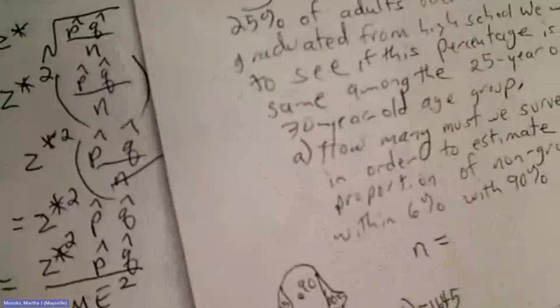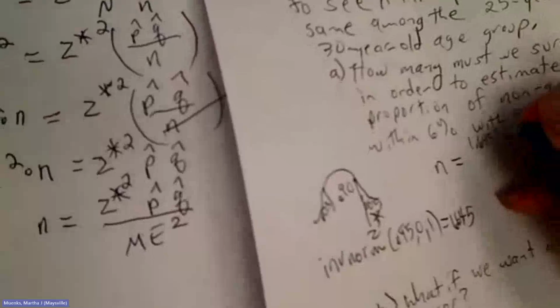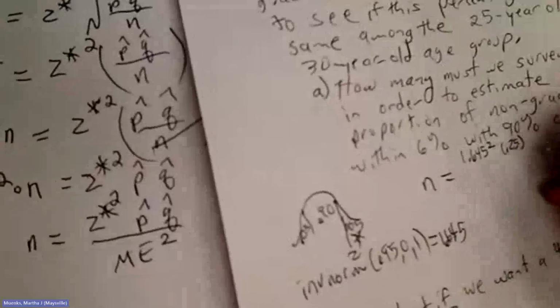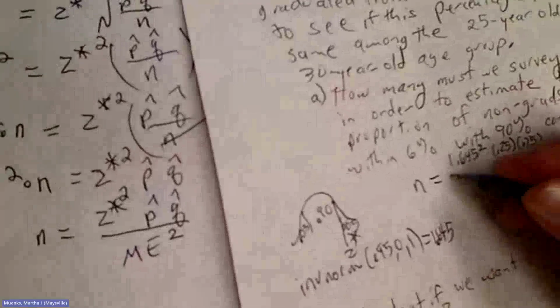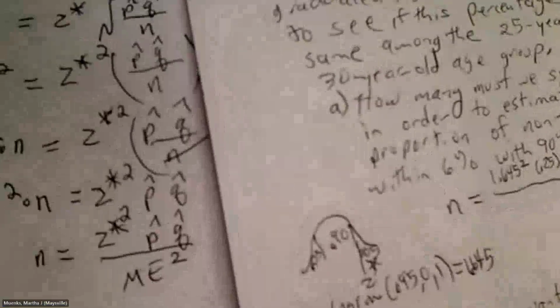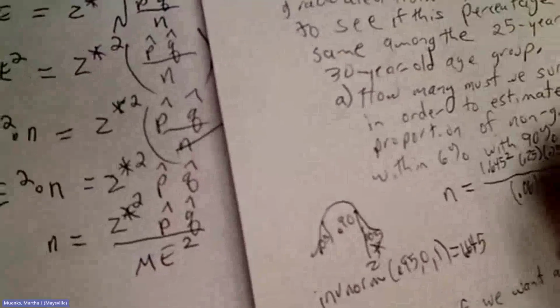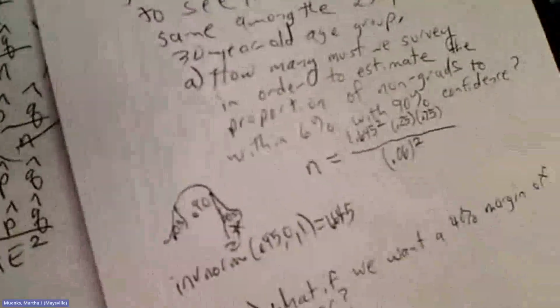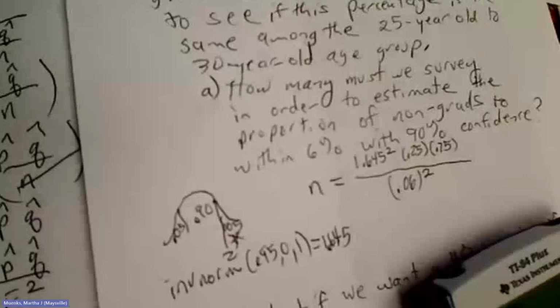Okay, so using the formula here, I need 1.645 squared. p hat is 0.25, q hat then would be 0.75, and the margin of error we want is 0.06. And so now I'm just going to pop that through a calculator.